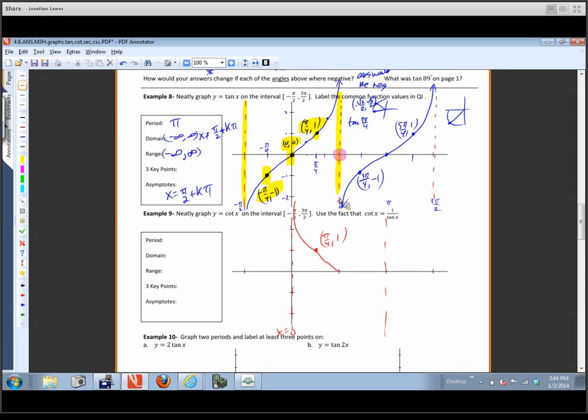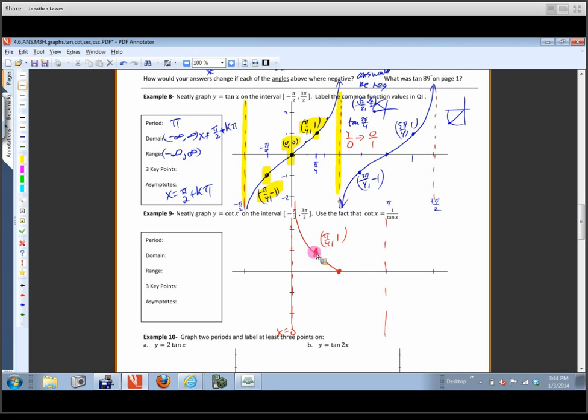This is undefined. It was undefined because we had 0 over 1. What happens if you do the reciprocal of undefined? What happens if I flip this over? I get 0 over 1, which is 0. So there's my value right there. And I'm going to make this look a little bit better. So it's going to look like this. Curve around here, hit that point. Make that nice and fat so it looks like it actually hit it.